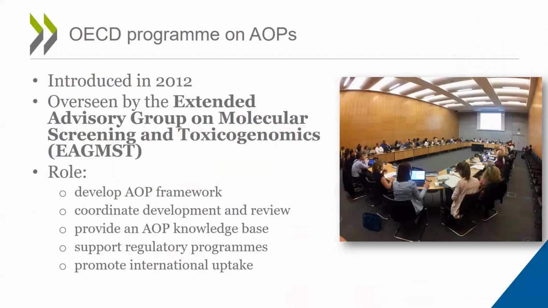The OECD AOP Development Program was launched in 2012, overseen by an expert group called the Extended Advisory Group on Molecular Screening and Toxicogenomics, also called EGMOST. This group is made of member country scientists from the regulatory field and academia. It also includes experts from the industry representing business at OECD, as well as NGOs and representatives from the International Council on Animal Protection in OECD programs.